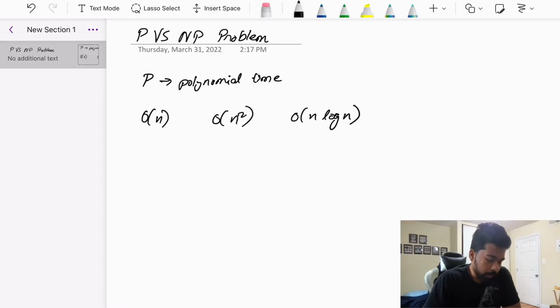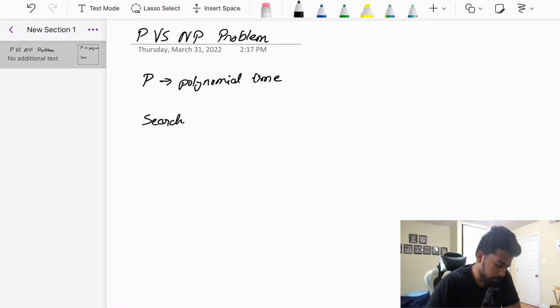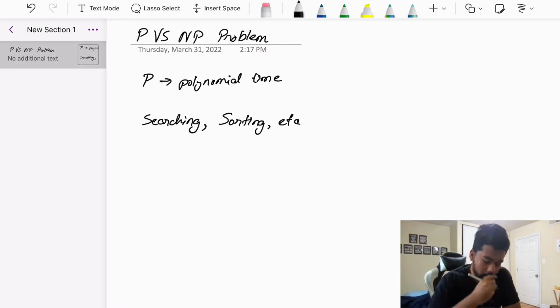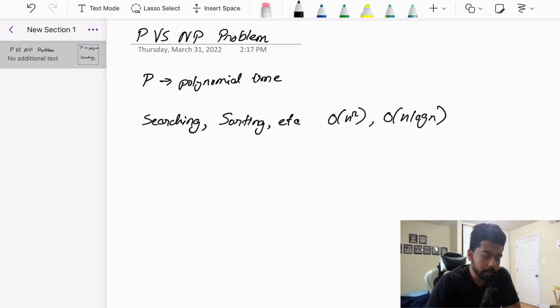That would be O of n log n. Right. So essentially, we can represent the complexity of different algorithms in this format by using the big O notation. So, for example, searching, right? Sorting, etc. These are all polynomial functions, right? So it could be something like O of n squared, O of n log n, right? Something of this sort. So these are all polynomial functions, and we know that the solution takes at the worst case O of n squared or n log n, right?